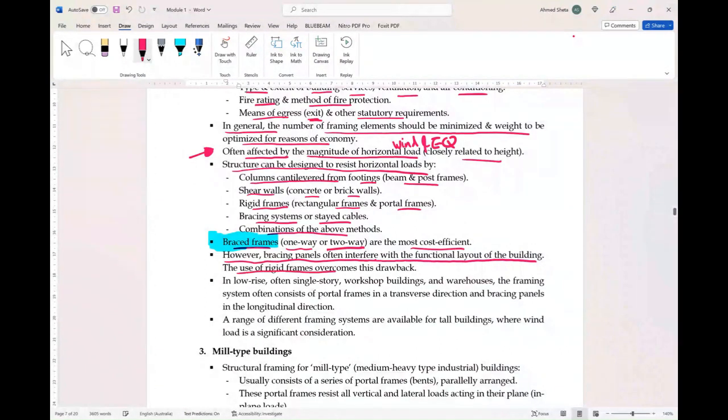The use of the rigid frame overcomes this drawback. So sometimes the bracing panel becomes an obstacle to the function or architectural use of the building. So sometimes we cannot use bracing and we use a rigid frame.